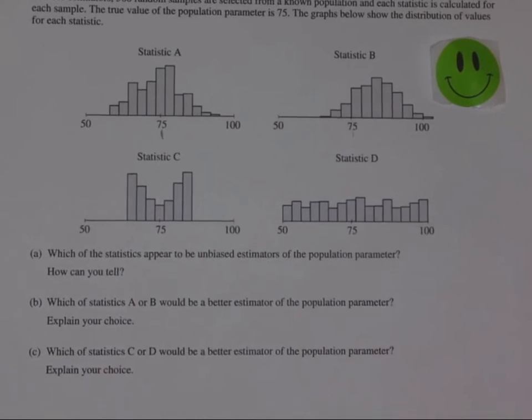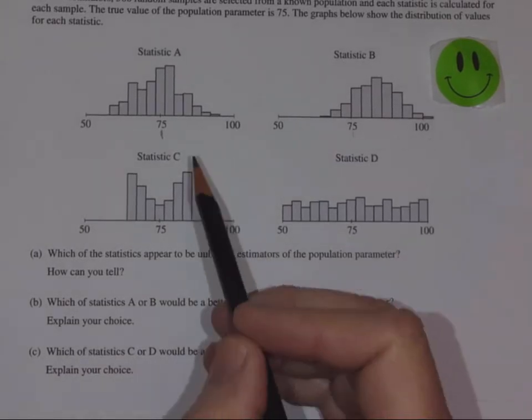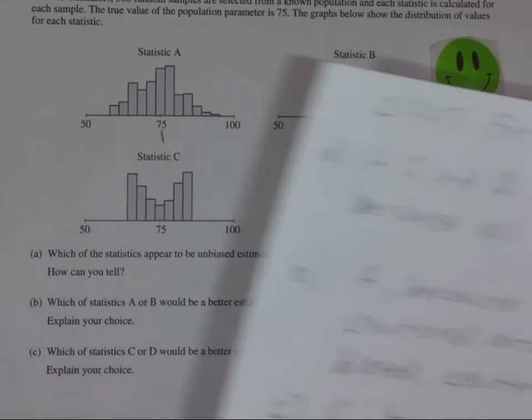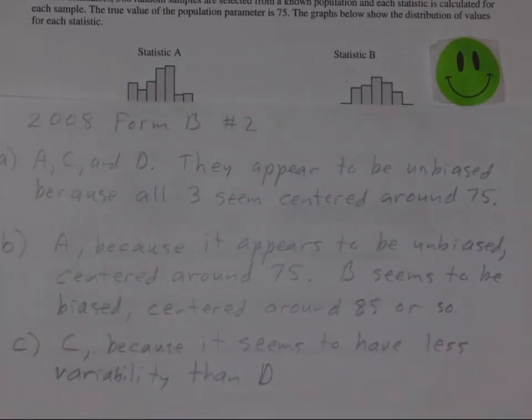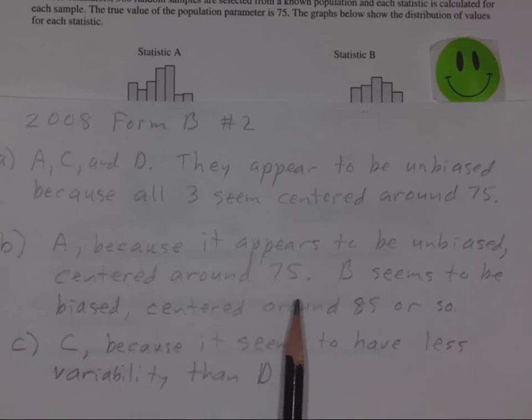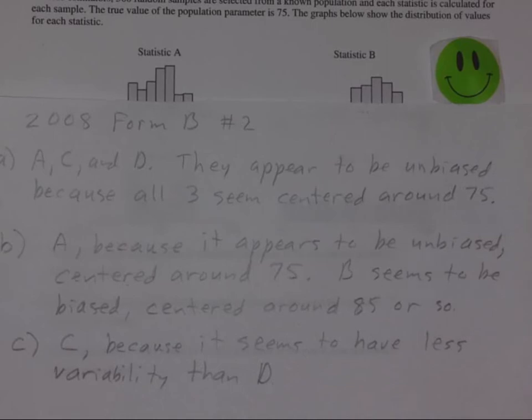And then part B, which of the statistics, A or B, would be a better estimator of the population parameter? Well, A would be, because it's not biased, because of what we just said in essence. And so the answer to part B would be A, because it appears to be unbiased, centered around 75. B seems to be biased, centered around 85 or so. And so that is that.